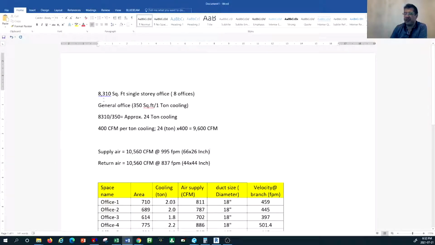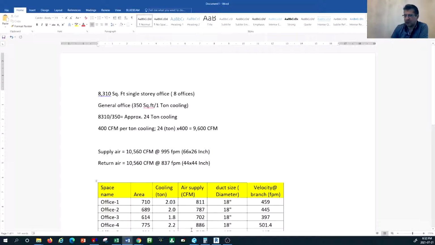So this is an 8,310 square feet single-story office building. There are 8 offices here. And for the general offices, if you remember from the previous tutorials, we had a rule of thumb calculation. For this calculation, I want to draw your attention that I didn't do a very precise heating and cooling load calculation. I just estimated the air supply rate for different offices based on a rule of thumb calculation just for the exercise of the duct sizing.